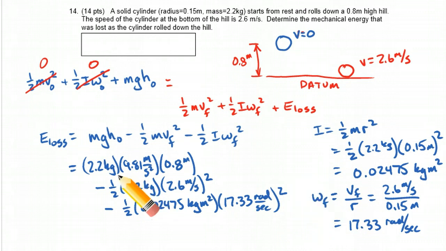Just a quick check of units. All these should have the same units. Kilograms, meters squared over seconds squared. Kilograms, meters, and seconds both squared. Kilograms, meters squared over seconds squared. Kilogram meter per second squared is a Newton, and meter, so Newton meter is a joule. So this will come out in units of joules.